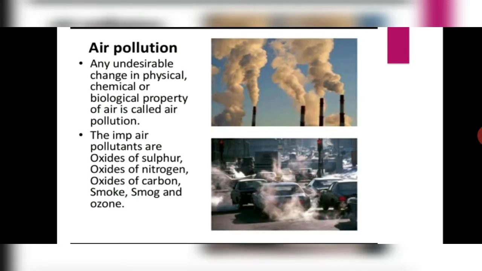Any undesirable change in the physical, chemical or the biological property of the air which makes it harmful for the human beings is known as air pollution. The most important air pollutants are the oxides of sulfur like SO2, sulfur dioxide, oxides of nitrogen, both monoxide and dioxide, oxides of carbon, mainly monoxide, smoke, smog, and ozone. Yes, ozone, if present in the lower atmosphere, is also a major pollutant.